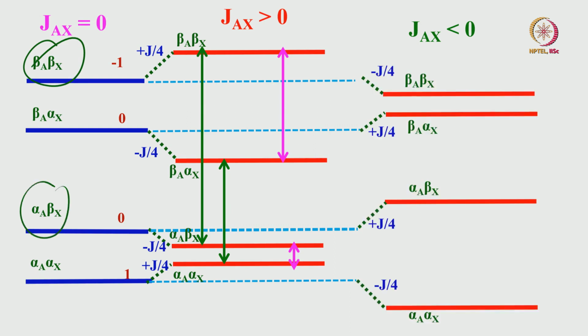This is what happens. Now, beta beta comes down and beta alpha goes up. Exactly here alpha beta goes up and alpha alpha comes down. Here what happened, you see, beta beta and alpha alpha both were going up and these two are coming down. Here these two are going up and these two are coming down because the coupling is negative. Everything gets reversed. Let us see the transitions now.